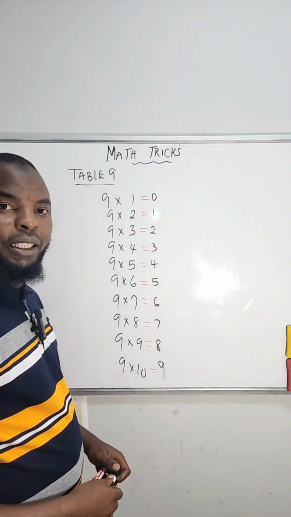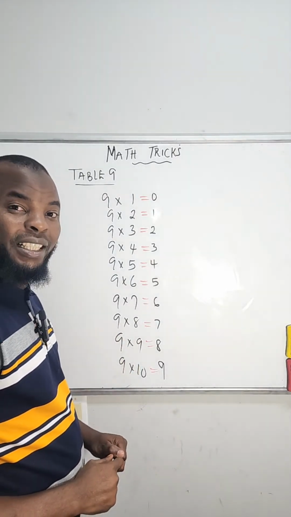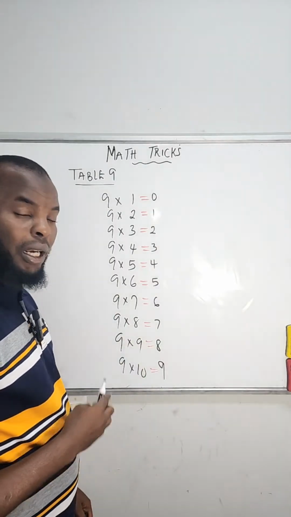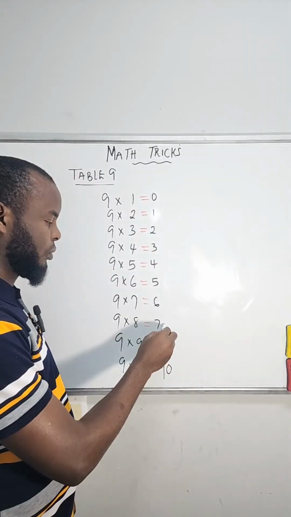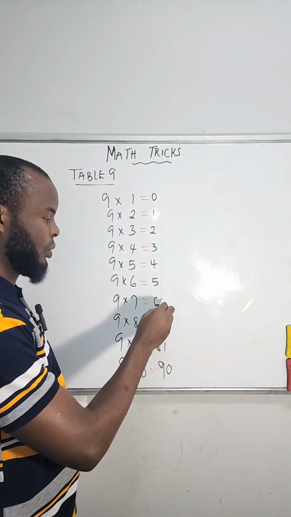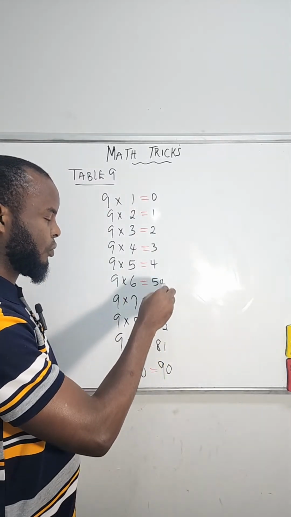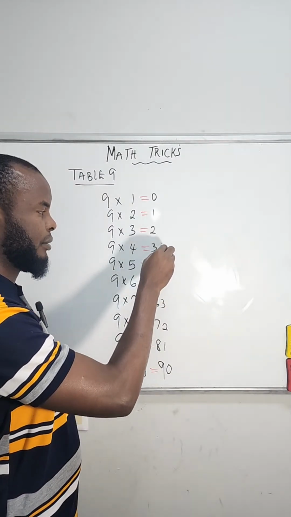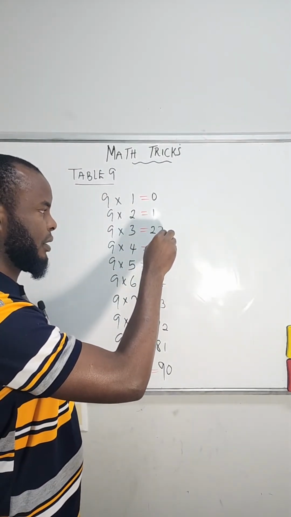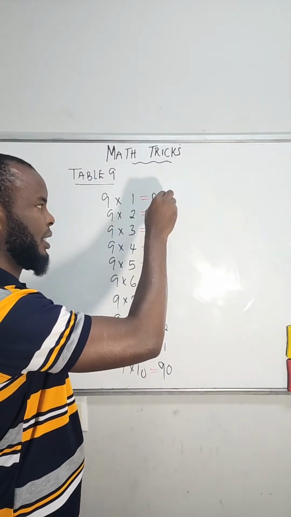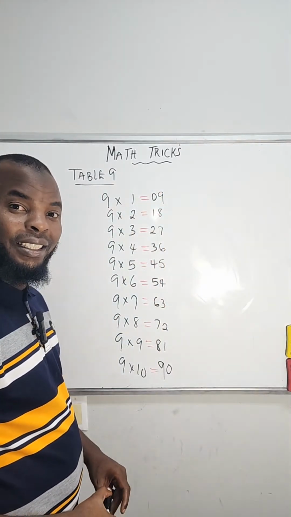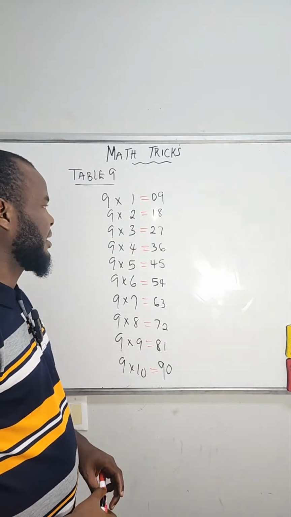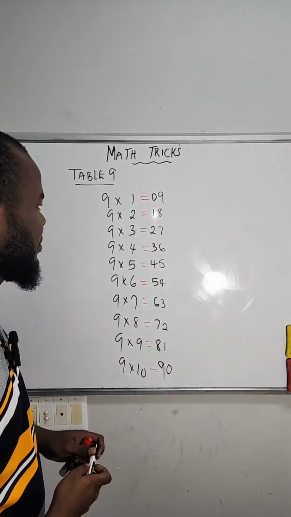Then, backwardly, you do the same thing you did the first time. And what is that? You start from 0, 1, 2, 3, 4, 5, 6, 7, 8, 9. You can see how fast it is. Yes, that is how fast it is.